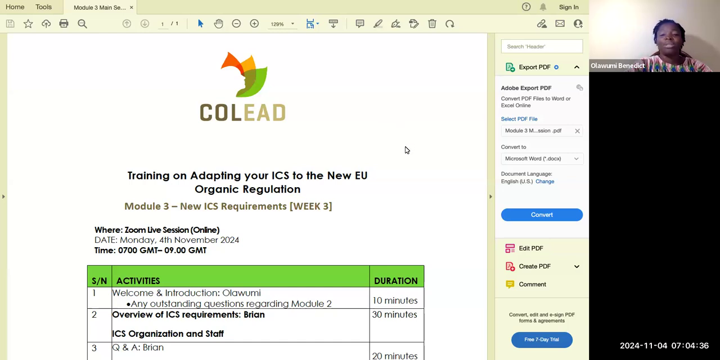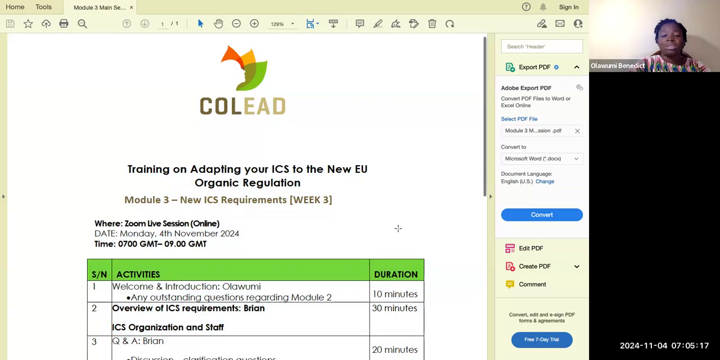Today, we're going to be discussing a very, very important topic in this course, the new ICS requirement. I know that is one key area that is very important for all of us to pay attention to, to understand, and to implement. So this morning, our activity will run: we'll have a welcome, and an icebreaker, because we're coming from the weekend and need to get back to the mood of the class and this learning environment. Then Brian will take us through the overview of the ICS requirements, the ICS organization, the staff, what has changed, and what is still remaining.